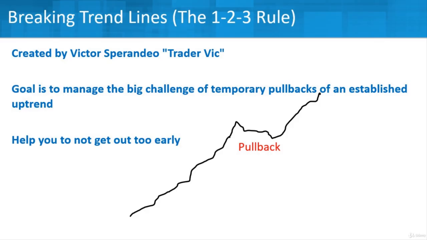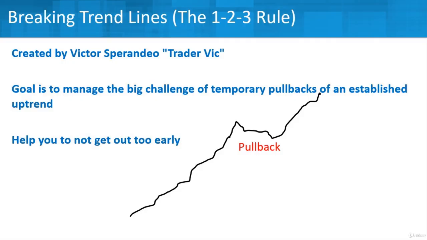It was created by Trader Vic, a famous trader and author as well. The whole goal is to manage the big challenge of these temporary pullbacks, in this case of an established uptrend. So the 1-2-3 rule is related to definite established uptrends and trying not to sell out of a temporary pullback.